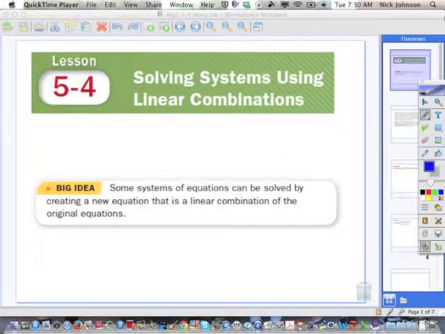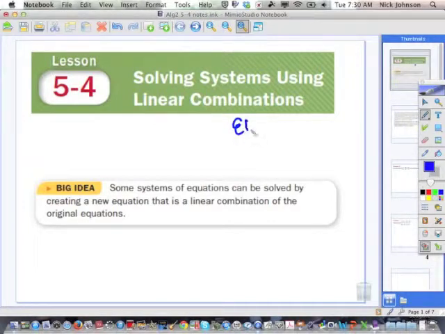5-4, solving systems using linear combinations. Mr. Johnson calls this the elimination method. And I'm pretty sure I referred to that when you were in Algebra 1. But the elimination method is you're getting rid of a variable, so you only have one variable, and then you're able to solve. So the big idea is some systems of equations can be solved by creating a new equation that is a linear combination of the original equations.